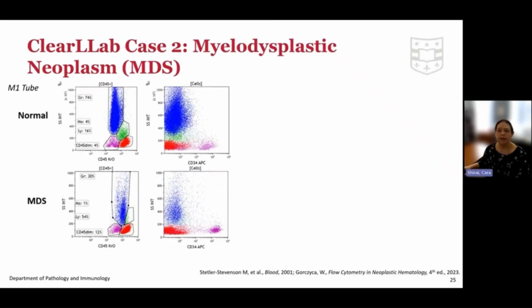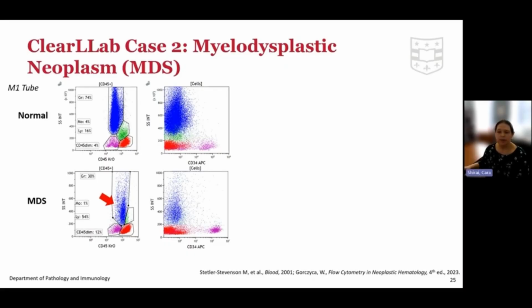For this case, the Clear Lab M1 tube is helpful for characterizing the patient's disease. Again, I'm showing the normal bone marrow antigen expression patterns for reference in the top row. In the first graph of CD45 by side scatter, there are 2 distinct findings that are common in MDS. First, the mature granulocytes have notably reduced side scatter when compared to normal. This is because the neutrophils are hypogranular, which is a frequent observation in MDS.